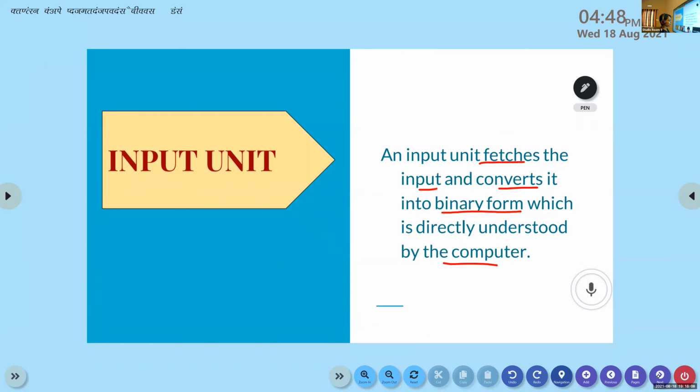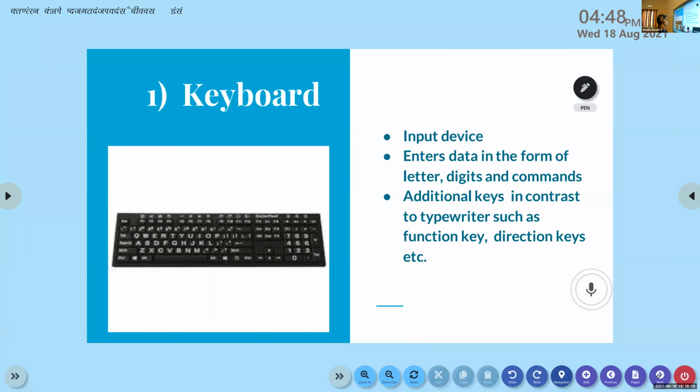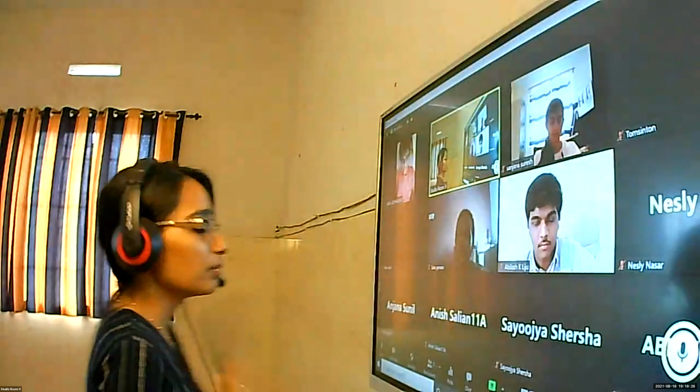First one is the keyboard. Those who have not seen a keyboard yet, this is the keyboard. This is one example of an input device using which we can give input. So what do you know about a keyboard?